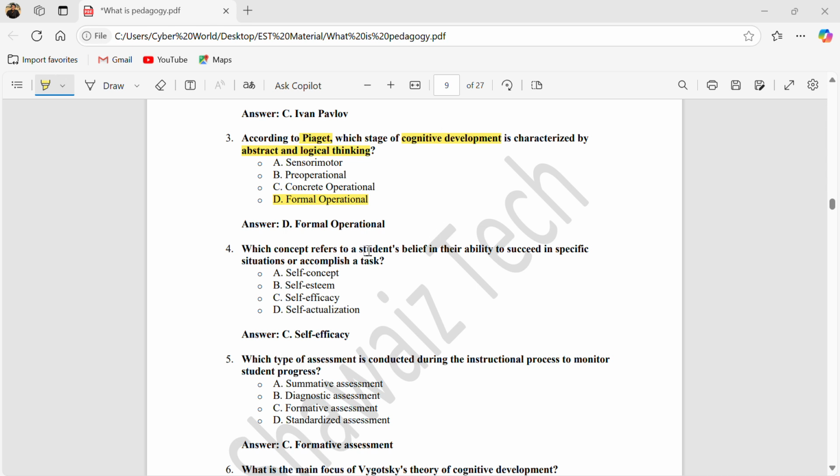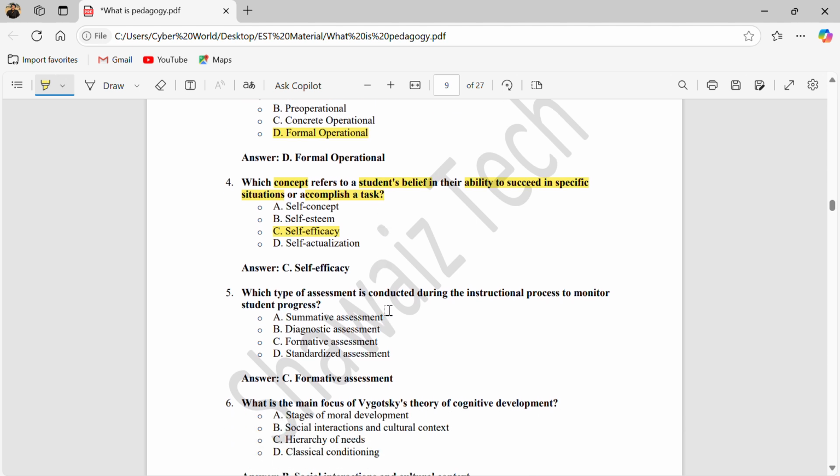Which concept refers to the student's belief in their ability to succeed in specific situations or accomplish a task? Which concept basically refers to a student believing in their own abilities to succeed in a situation and accomplish a task? This is self-efficacy. The correct answer is B. Not self-concept, not self-esteem, not self-actualization. The only answer is self-efficacy, the concept where a student believes they have the ability to succeed in a specific situation and accomplish their task.